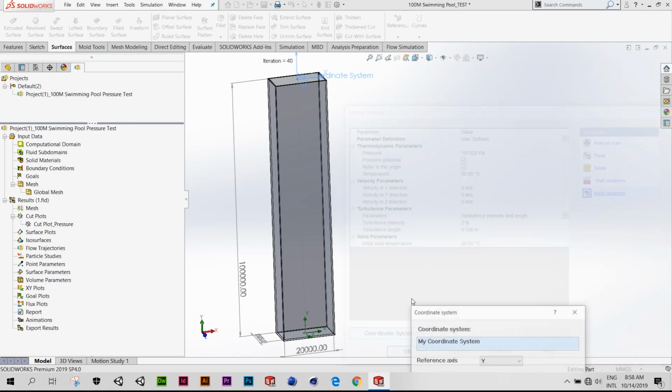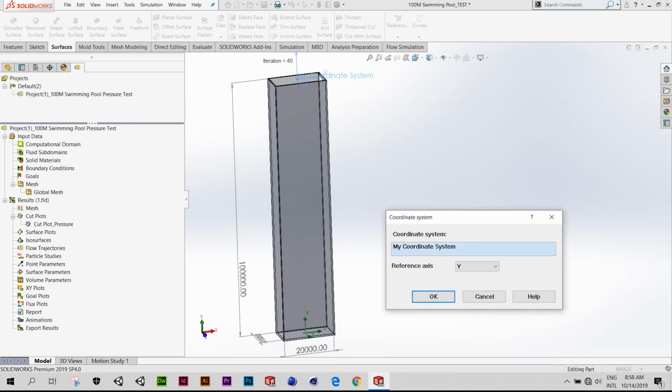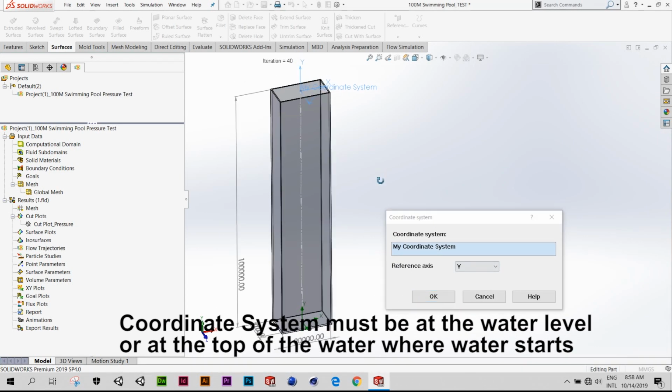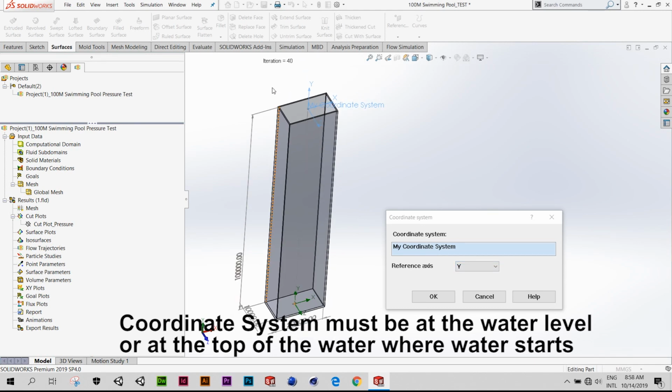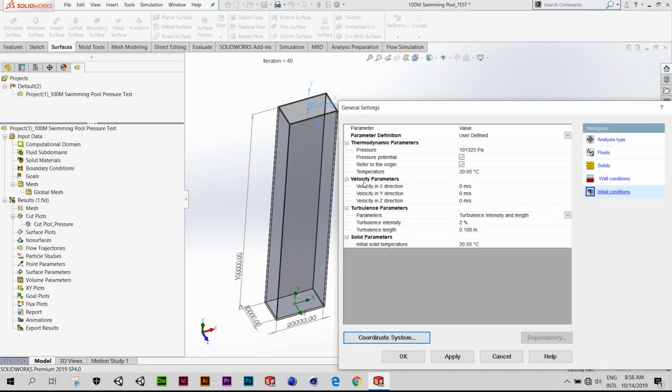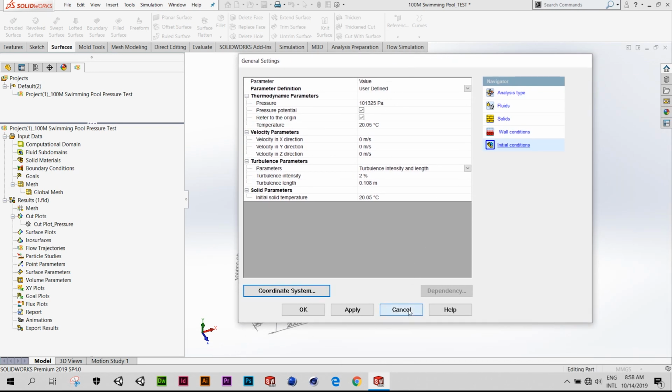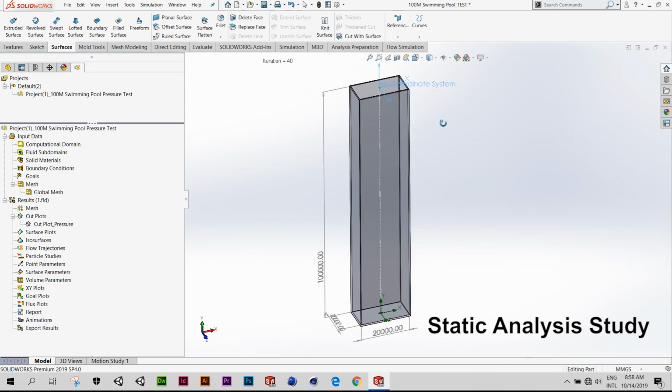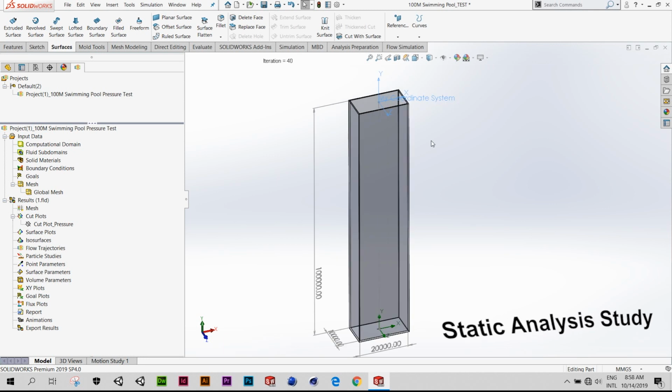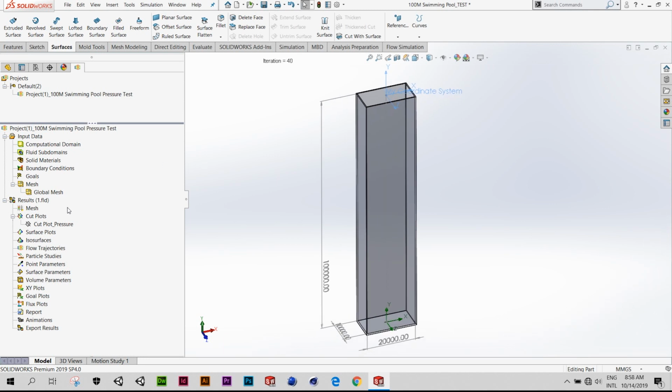So I also changed my coordinate system to my own system. You see, my coordinate system, and I use the y-axis as a reference since we are testing for the y-axis, and that's it. This study is a static study. This is not a transient study.